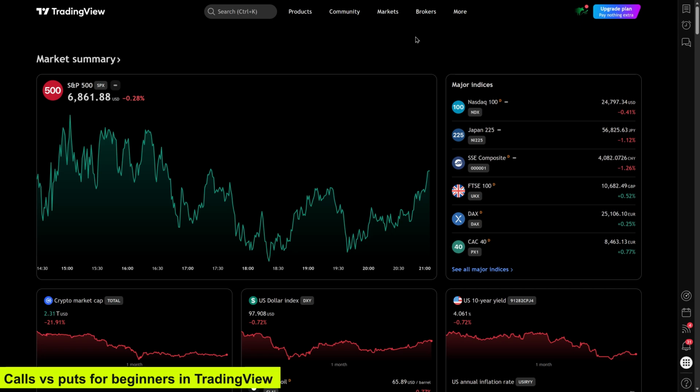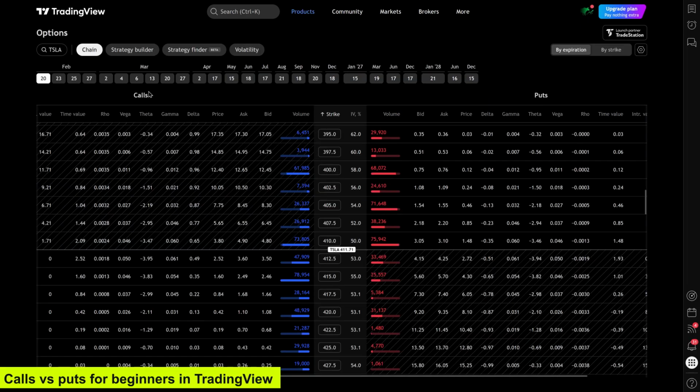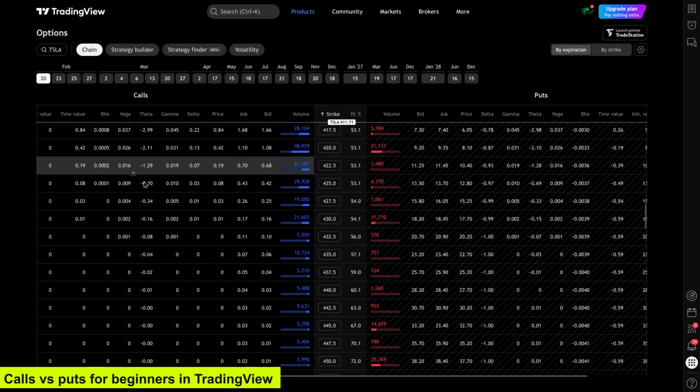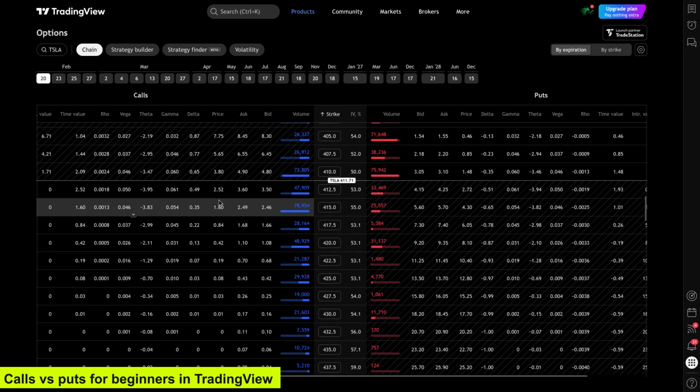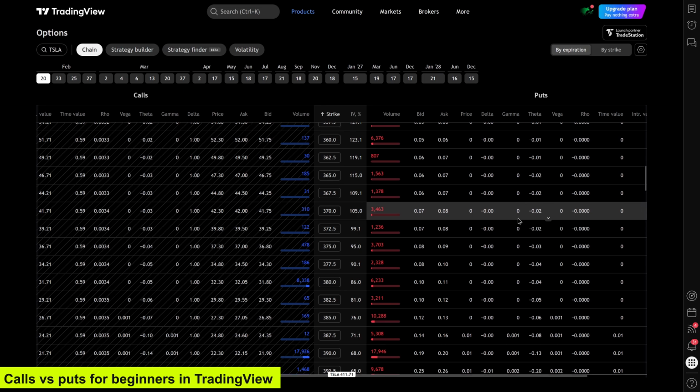Calls versus puts for beginners in TradingView. In TradingView, when you open the options chain, you will see two main contracts, call contracts and put contracts. A call option gives you the right to buy a stock at a specific price before expiration. A put option gives you the right to sell a stock at a specific price before expiration.